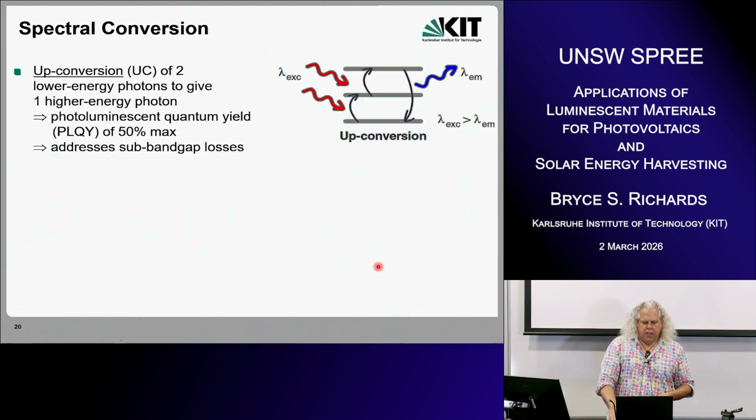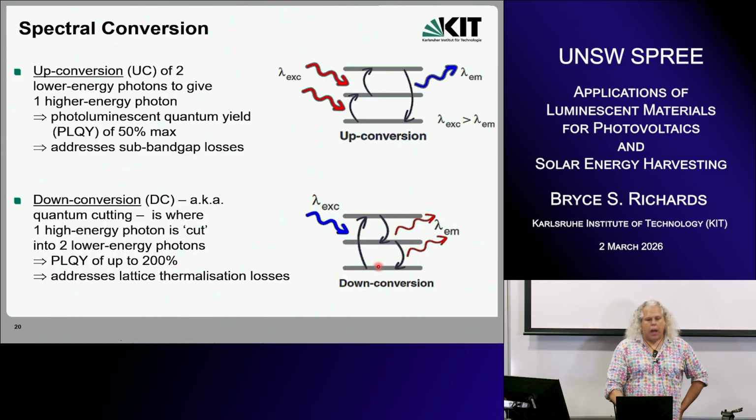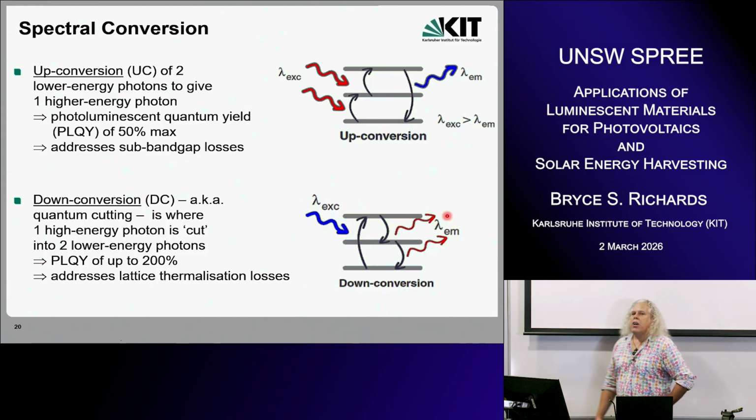So the processes kind of look like this. Here, on the top, the up conversion showing two photons coming in, ideally one photon coming out. This is a very hypothetical band structure shown here. And in the case of down conversion, which is sometimes called quantum cutting, here we want to have only one photon coming in, typically UV blue, but we would like to have two photons coming out, ideally that are above the band gap of the solar cell.